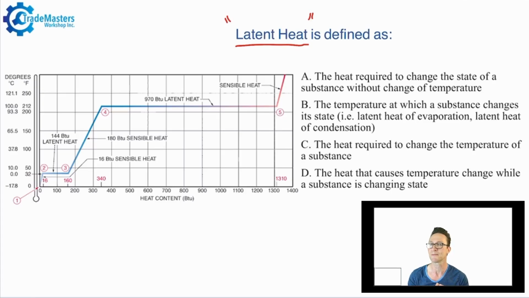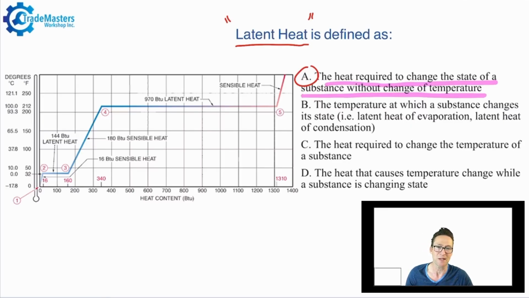So what I'm going to do is tell you what the latent heat of a substance is by giving you the answer. The answer is A, okay? That latent heat is the heat required to change the state of a substance without changing its temperature. That's very interesting, right? It's very interesting. So what does that mean?